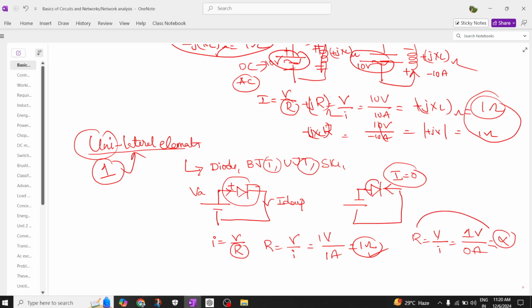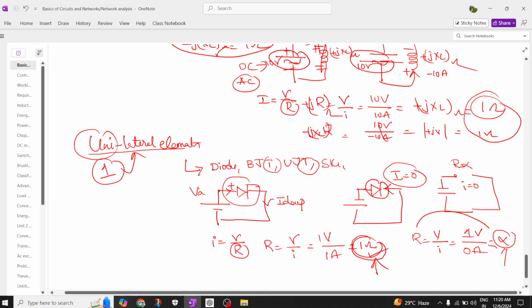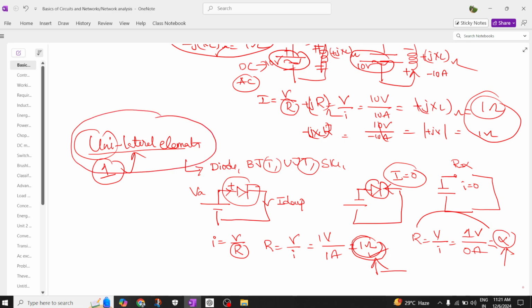So here the resistance offered by this network is infinity. If resistance is infinity, current is 0. You can see here, in forward bias the resistance offered is 1 ohm. In reverse bias the resistance offered is infinity. So there is a change of resistance. Therefore the resistance changes in unilateral elements. These elements are designed to allow the current only in one direction. They don't allow the current in reverse bias. And I can say here, the resistance offered in forward bias is different from the resistance offered in reverse bias.